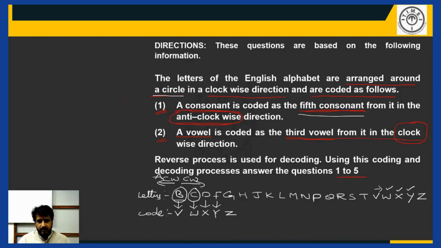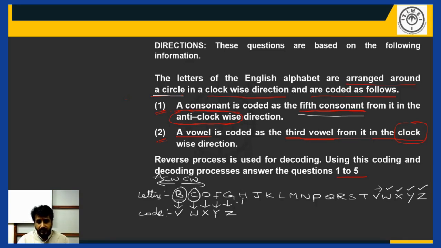If you want, verify it. From G, anti-clockwise fifth letter: first letter is F, second is D, third is C, fourth is B, so the fifth letter is Z. Yes, taken as it is. Now what will be next after Z? Let's check it. H.